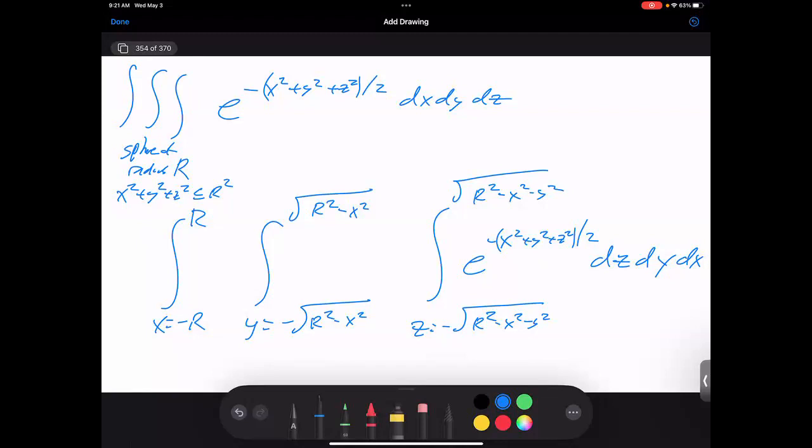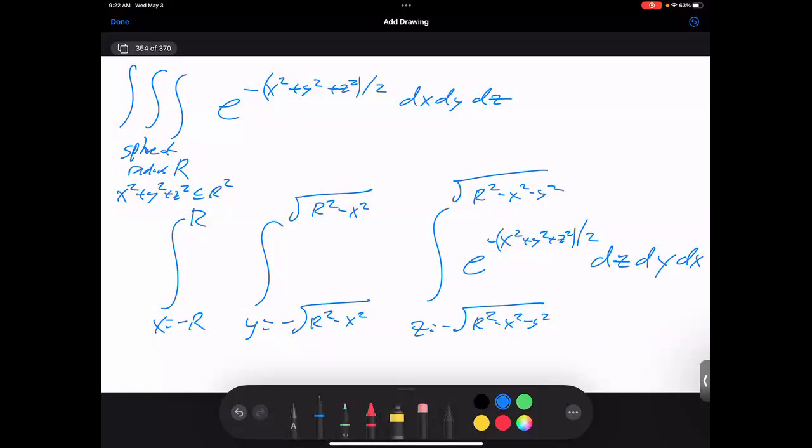Let's take x. If I forget about y and z, the smallest x could be is negative r and the largest x could be is positive r. So x is going from minus r to r. Once x is fixed, now I need to figure out the range of y and z. Well, once x is fixed, look at r squared minus x squared. And now what's the largest y could be? The largest y could be is when z equals 0. And that's how we're going to get these bounds. And then we can just keep going like that.